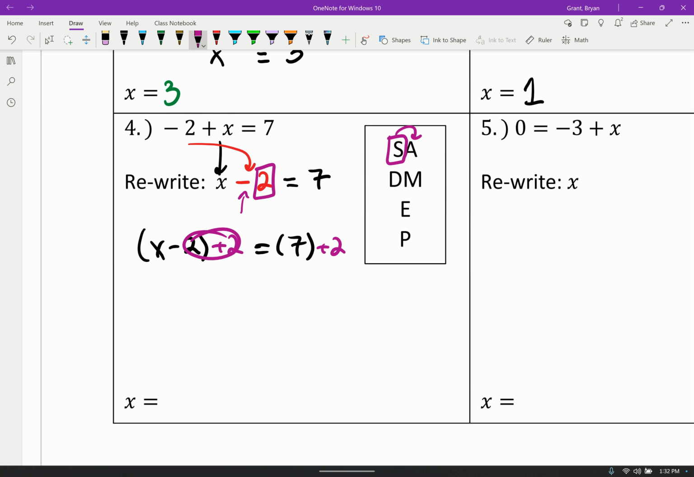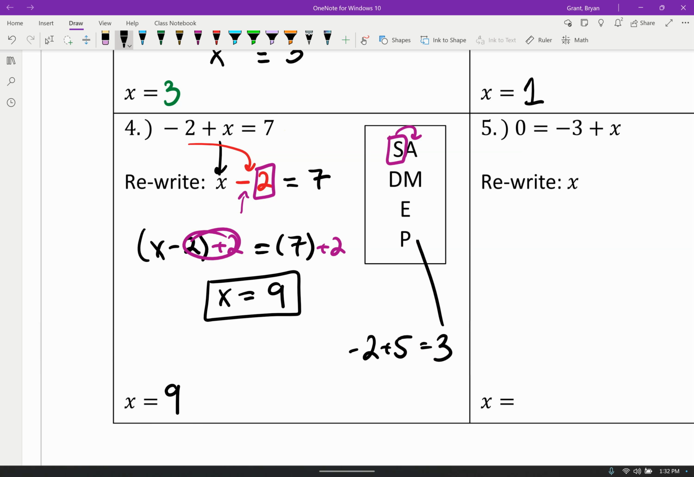X minus 2 plus 2 becomes 0, and that leaves me with x equals 9, as we expected. Now, if you had subtracted 2, you would get 5. But you should check on your calculator. Negative 2 plus 5 on your calculator will get 3, and you were supposed to get 7. So you should have known that you got a wrong answer there.